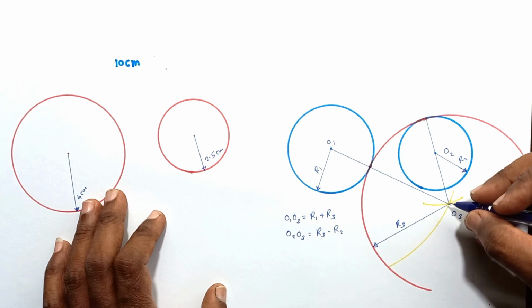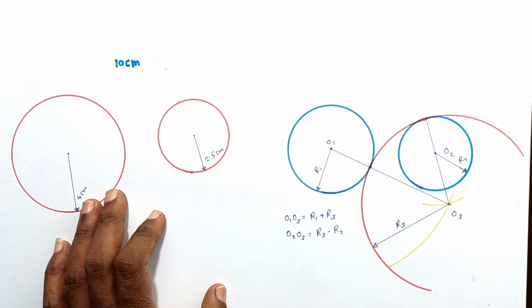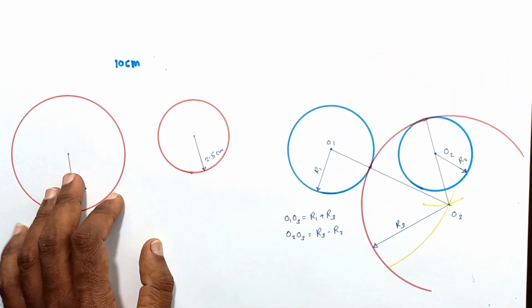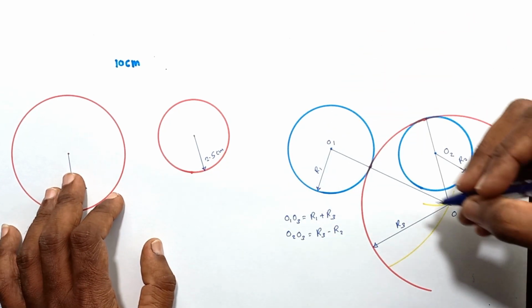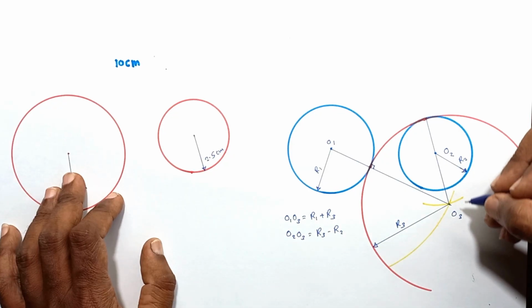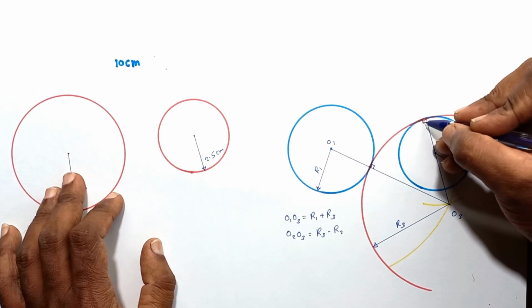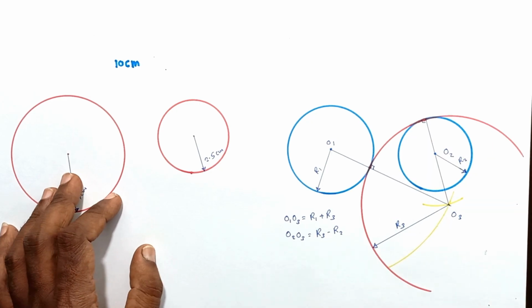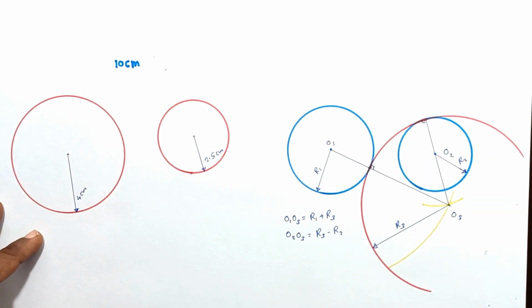So from that we can locate the center point of the tangent arc. By extending the line O3, O1, we can find one tangent point. By extending O3, O2, we can find the other tangent point. So then we can construct the tangent arc. This is how we construct the tangent arc.